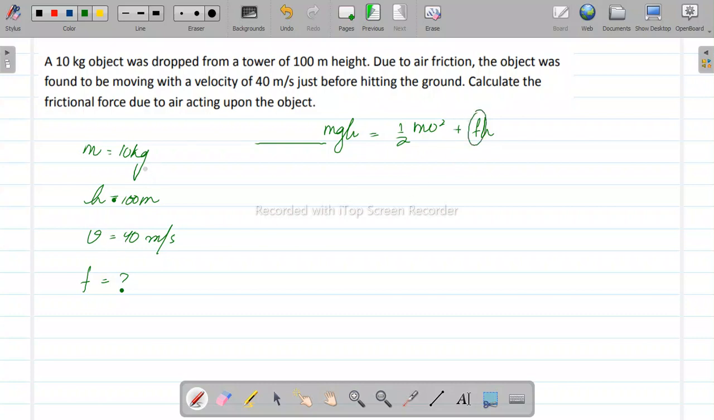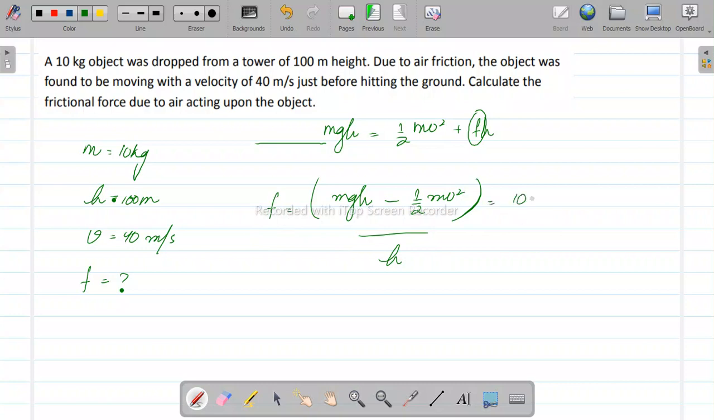Did they provide us with the mass? Yes, they did. Height, they did. And velocity, of course. And we are to calculate this force. Just rewrite this equation. You will get mgh minus half mv square, and then this whole factor gets divided with this h. This will give us the equation for force of friction.